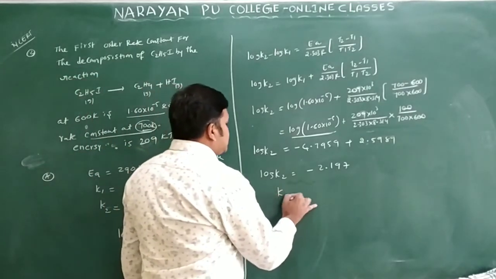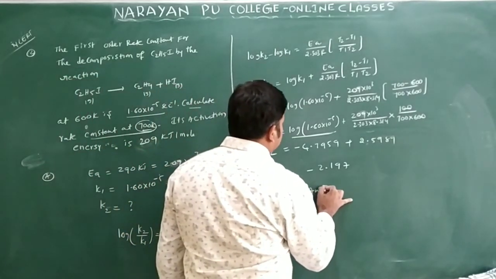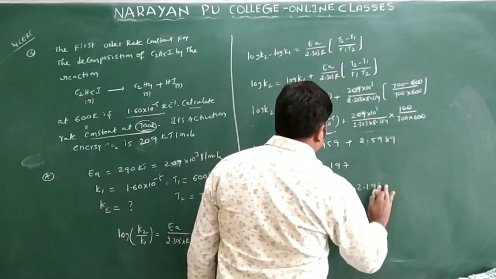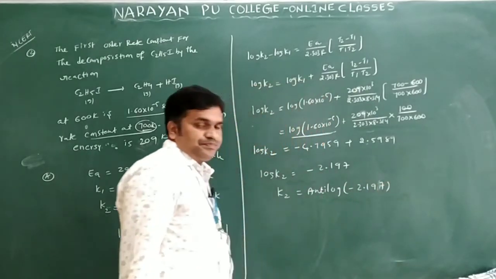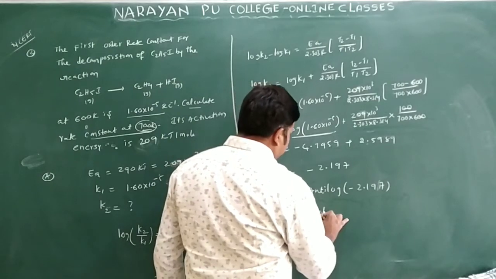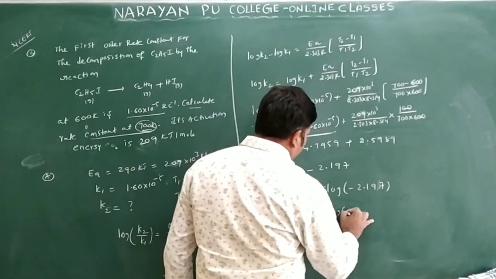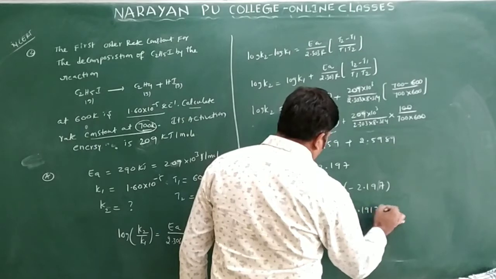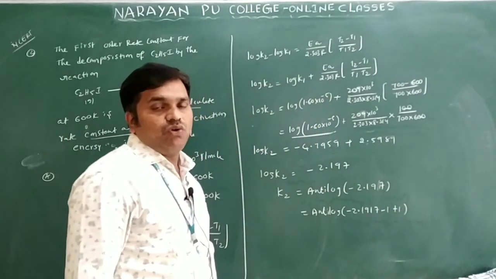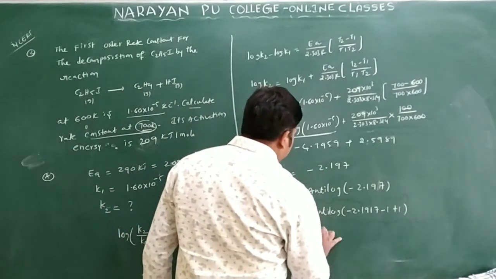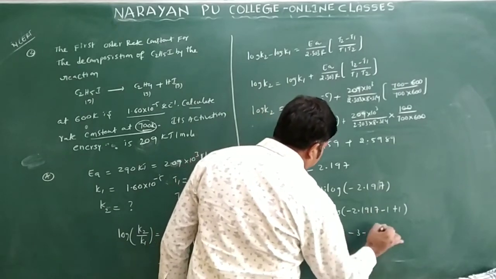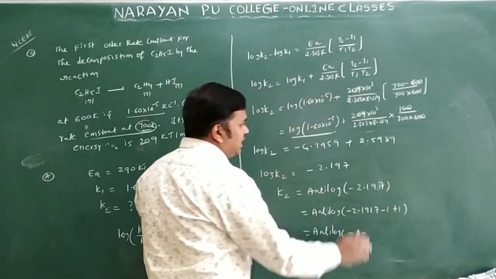So K2 is equal to the anti-log of minus 2.197. What will you do here? Write minus 2.197 as minus 1 and plus 1 you will write. Then you will get the anti-log of minus 2 minus 1, that is minus 3, and here minus 0.197.